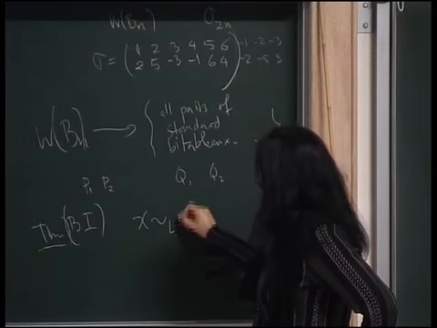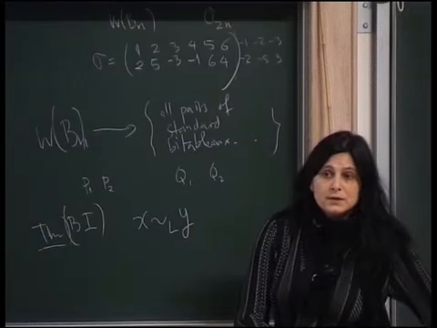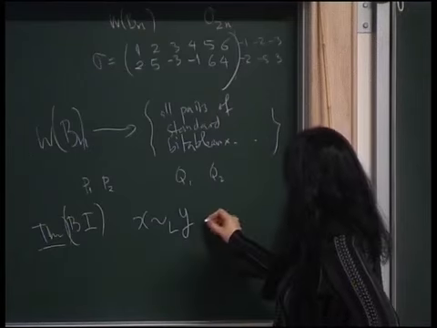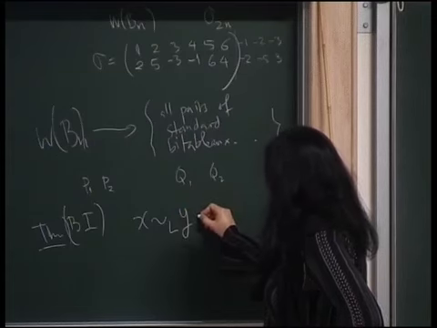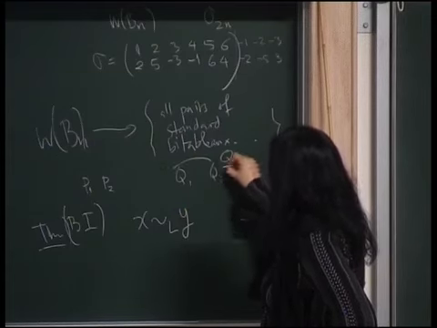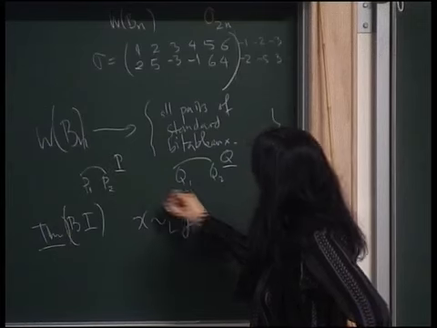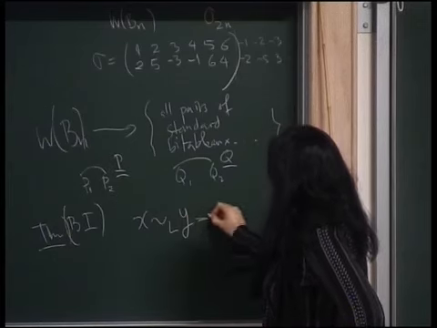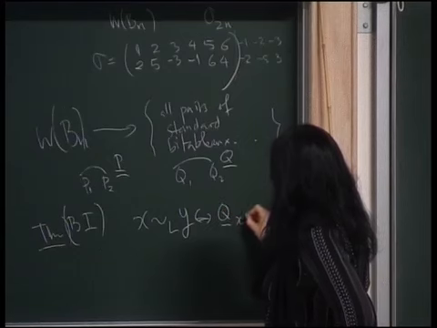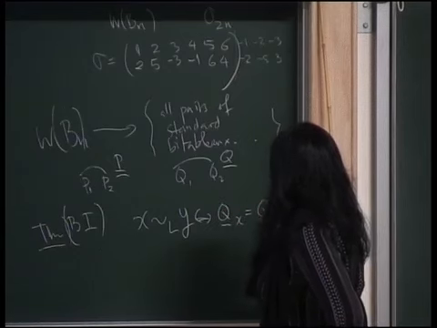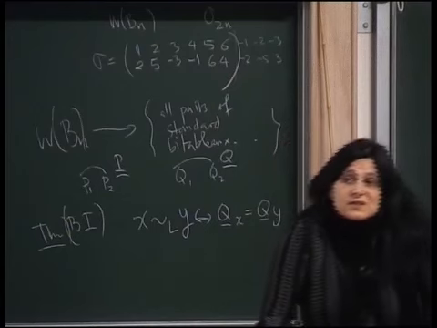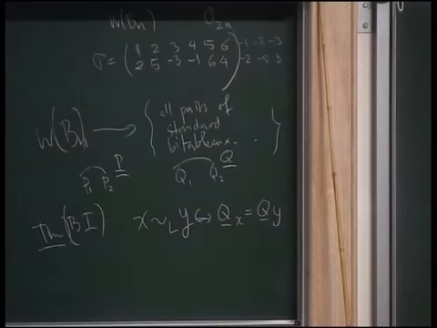Namely, X is in the same left cell as Y. Let me call this Q underlined and P underlined. If and only if Q underlined X equals Q underlined Y. So it's really the same result as in type A. You just look at the Q tableau here, they just look at the Q tableaus. There are two of them, but that's all.